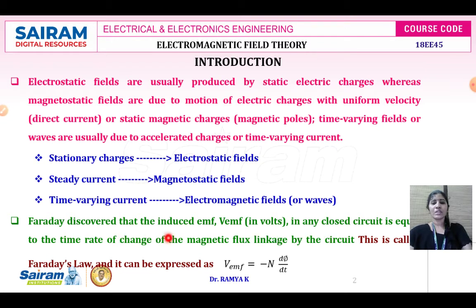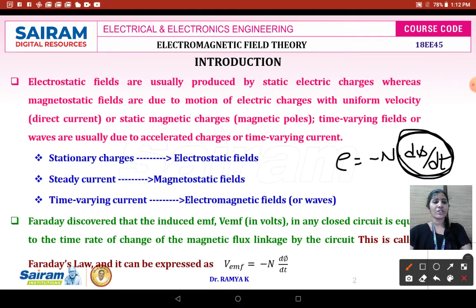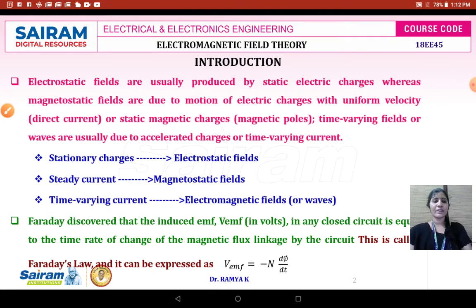Faraday's law discovered that EMF induced in any closed circuit is equal to the rate of change of magnetic flux. We know Faraday's law: E is equal to minus N into d phi divided by dt. So here we have two laws. Faraday's first law states that whenever the flux linked with the coil changes, that is, d phi divided by dt, which is the rate of change of flux linked with the coil, EMF is induced. It is expressed as minus N into d phi divided by dt.